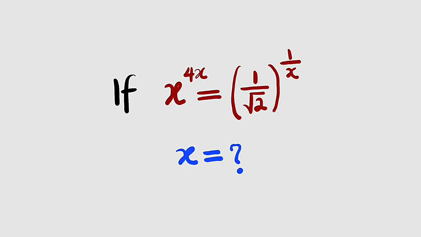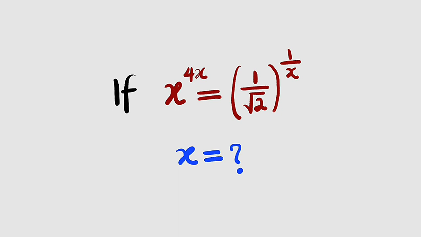Hello, good day viewers. In this tutorial, we are going to solve this exponential equation. It is an Olympiad mathematics question. We are given that x to the power of 4x is equal to 1 divided by root 2 to the power of 1 divided by x, and we are asked to find the value of x that can satisfy this equation. So let's get started.